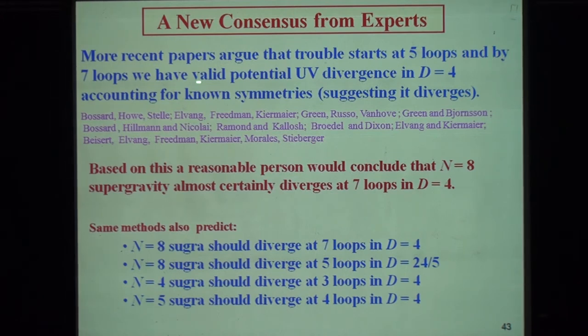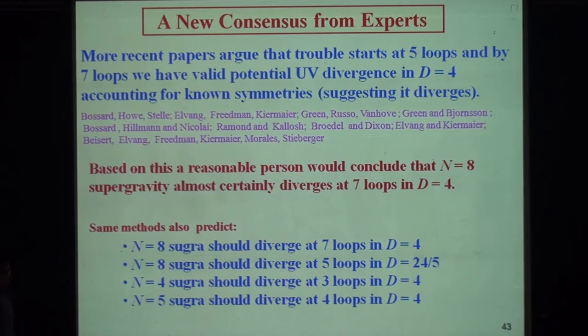And by 7 loops, there'll be a valid ultraviolet divergence in D equals 4. So, in fact, based on this, certainly a reasonable person would conclude that N equals 8 supergravity almost certainly diverges at 7 loops in D equals 4. So they didn't prove there's a divergence. They just made symmetry arguments.